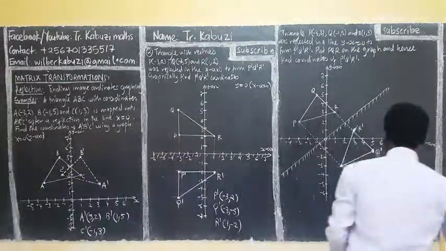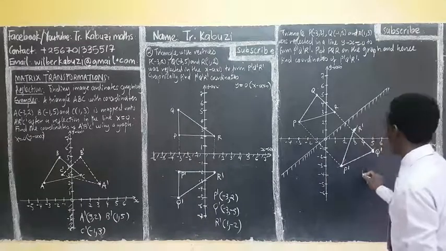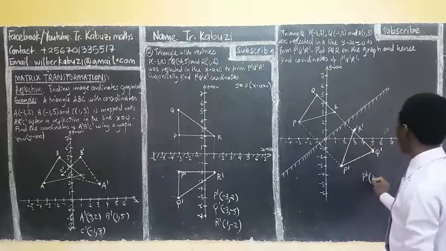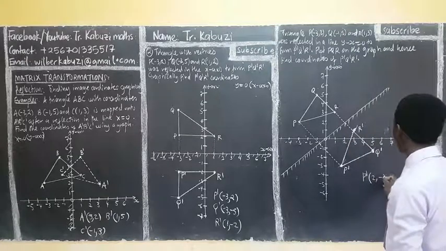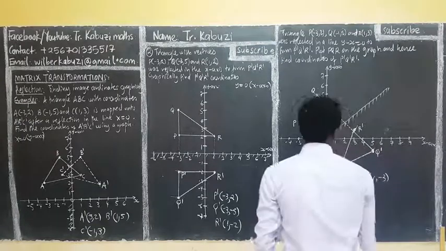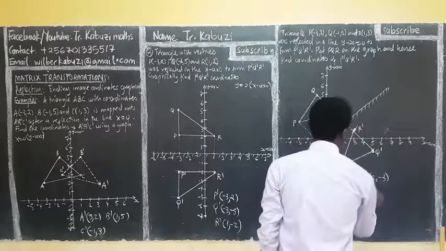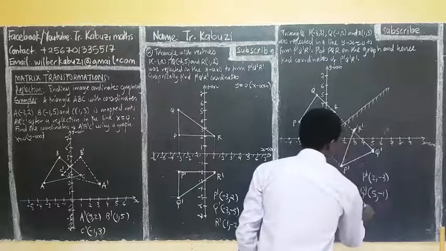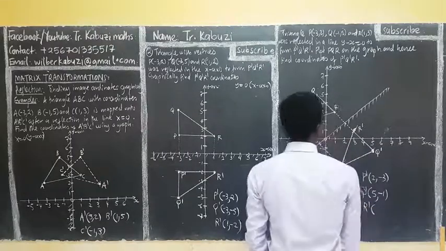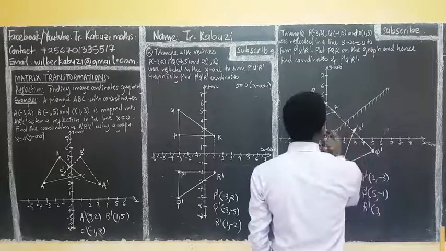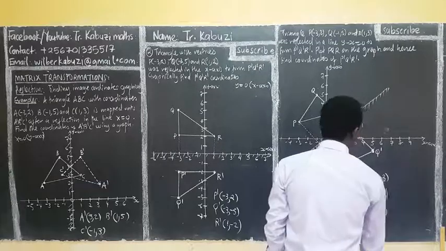Okay, so now to read off my coordinates, my P prime here is going to be 2, the x, then the y, negative 3. Then my Q prime, you see x is 5, then y is negative 1. Then my R prime, x is 3, then y is 1, and those will be the coordinates.